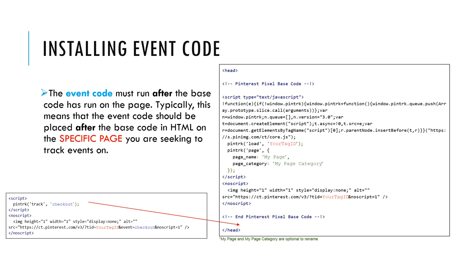So like I mentioned, the event code must run after the base code. Typically, this means the event code should be placed after the base code in the HTML, but just on the specific page you're seeking to track this event. As you can see, in the head tag of this page, here's the base code. I pasted this checkout event code right after this pixel base code, but still before that closing head tag.